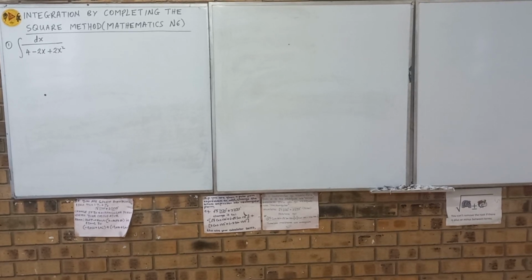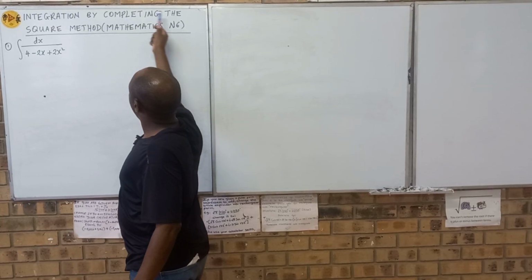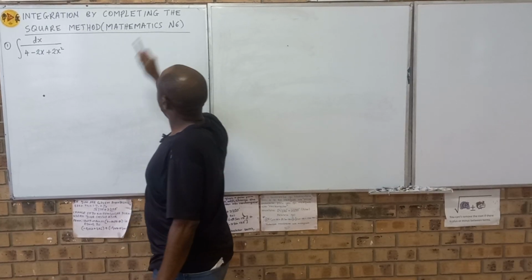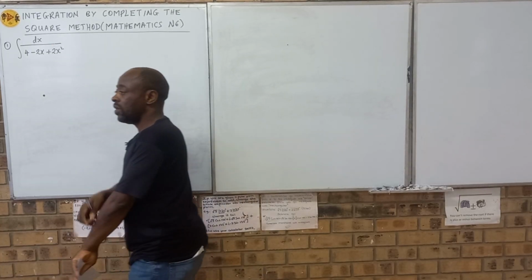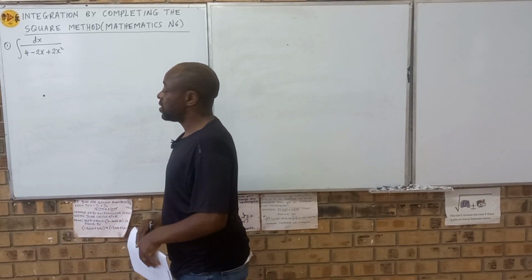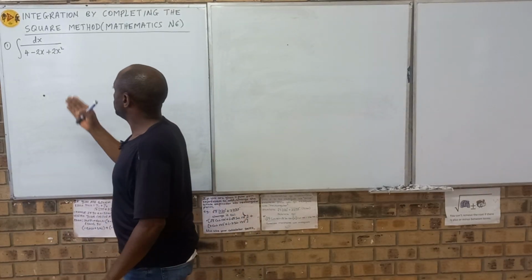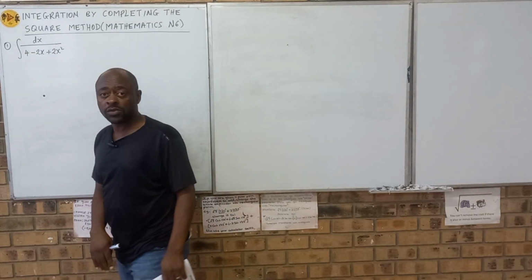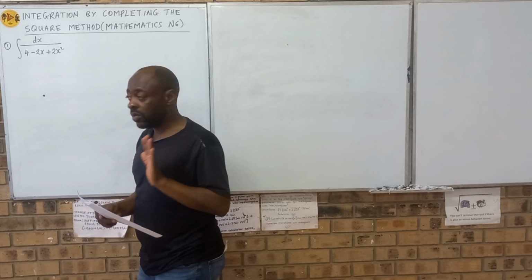Good day, everyone. We will be looking at integration by completing the square method, Mathematics N6. So that's a problem that we have to handle. As a Mathematics N6 student, your formula sheet plays a big role. So if I want to integrate this problem by completing the square, the first thing to do is to go to your formula sheet, page number 4.